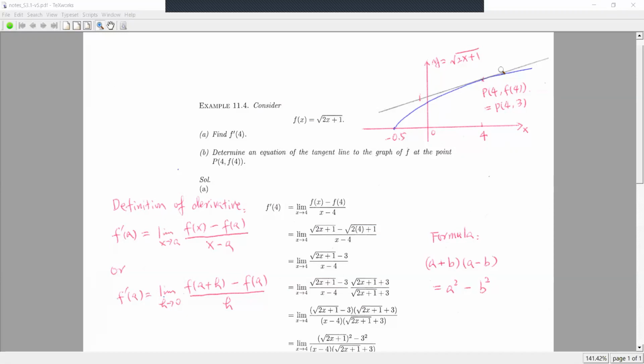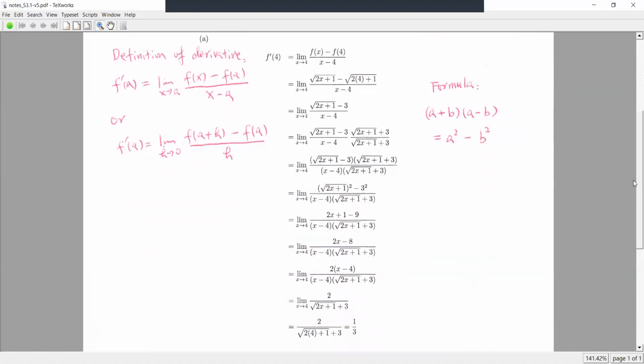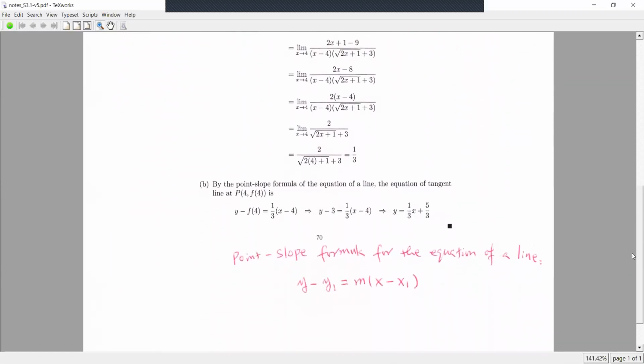So by the point slope formula, we can write down the equation of the tangent line. By the point slope formula, y minus y1 is equal to the slope 1/3 times parenthesis x minus x1. x1 is 4. The function value at 4 is 3. So we have this equation. Simplify this equation, then this is the answer to part B.